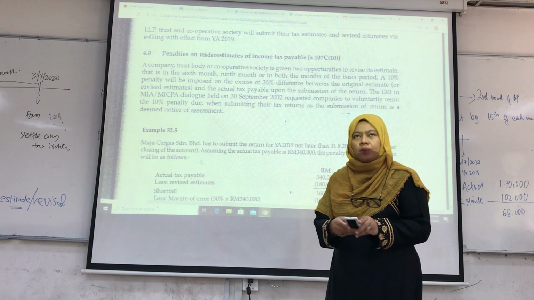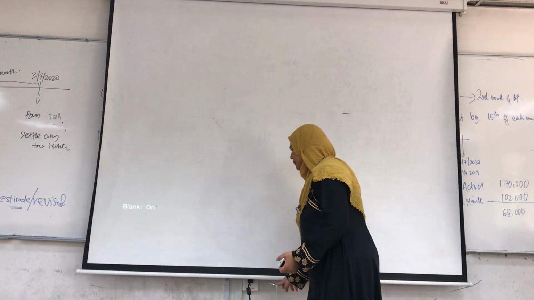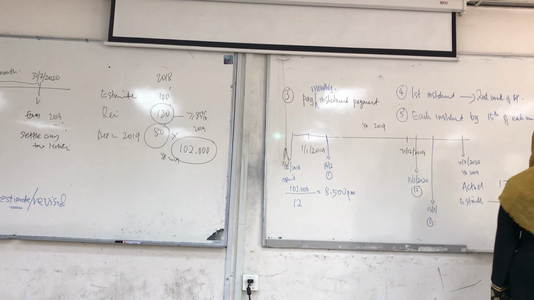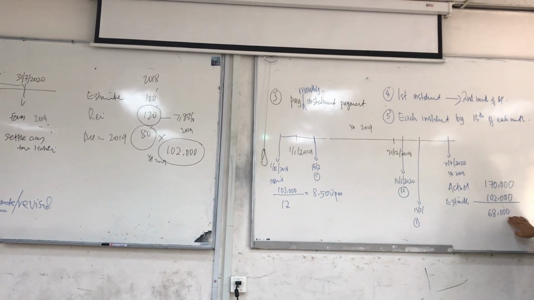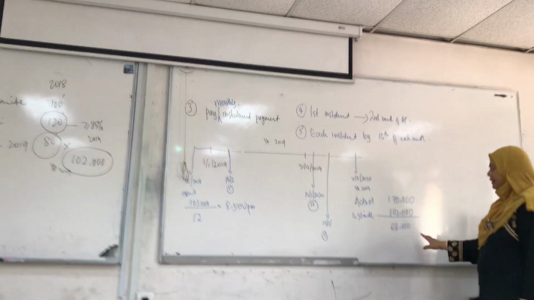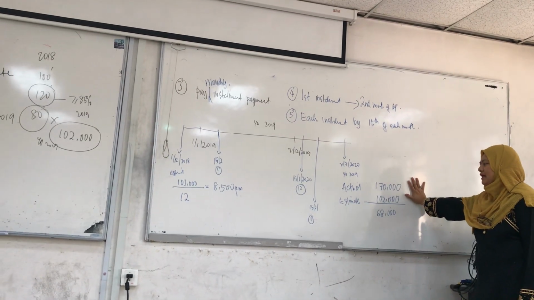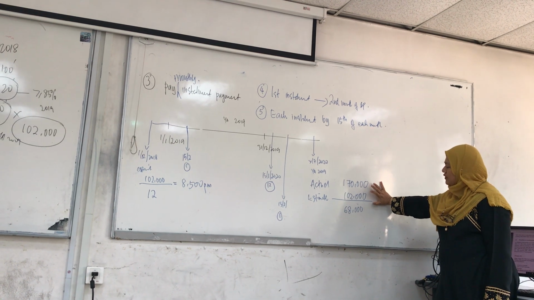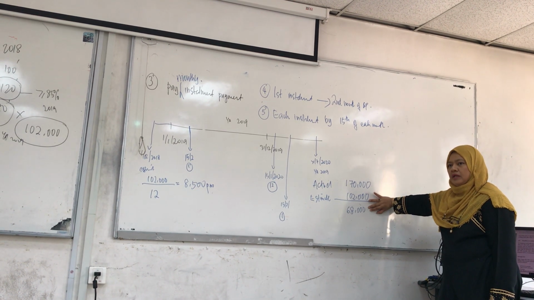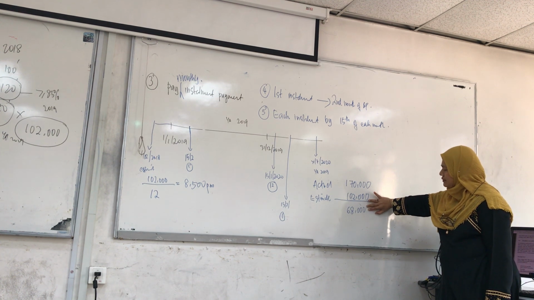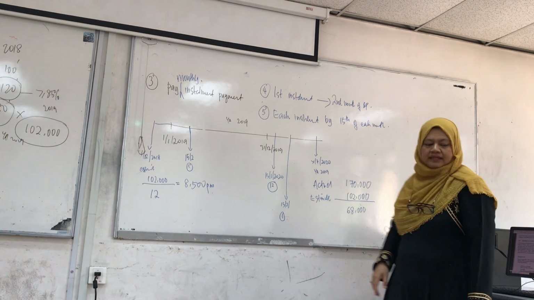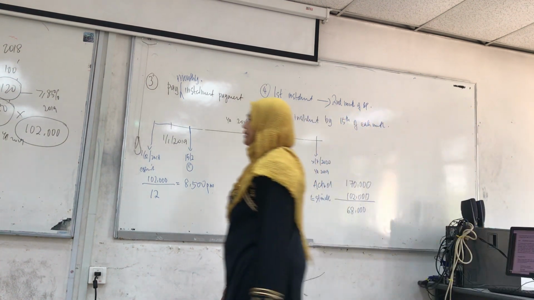Okay, so let's go back to our example here. Will you be penalized? Remember that. Can you see this very clearly, or you want me to write it down again? Clear? Alright. So your actual is 170,000. Your estimate is 102,000. And the difference is 68,000. Would you be penalized or not? It depends. If the difference, which is the 68,000, let me rewrite here.